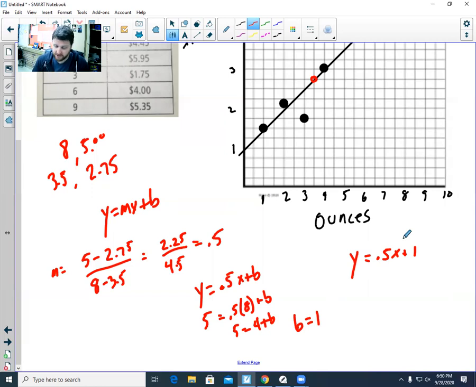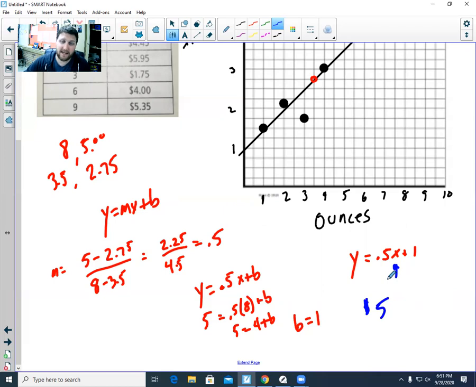And now the question asks me to estimate the total cost of a smoothie using 8 ounces of fruit. And actually that was one of the things that we picked here. But if we wanted to check to see what happens with 8 ounces of fruit, I'm going to plug an 8 in here. 0.5 times 8 is 4, plus 1 is 5, so that tells me it's going to cost $5, which is what we just figured out, obviously.